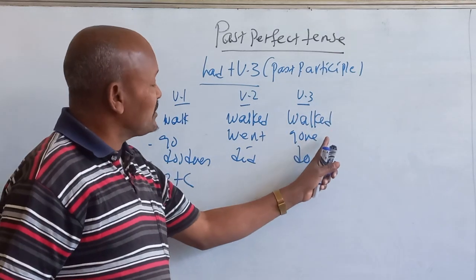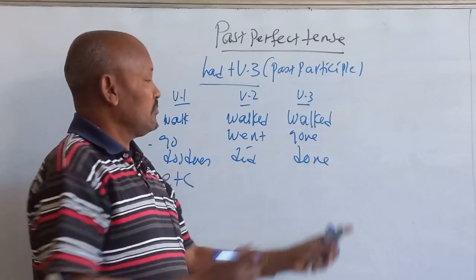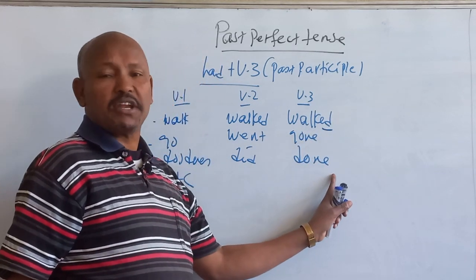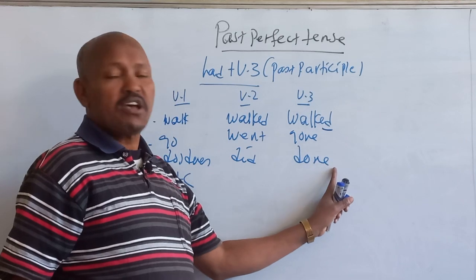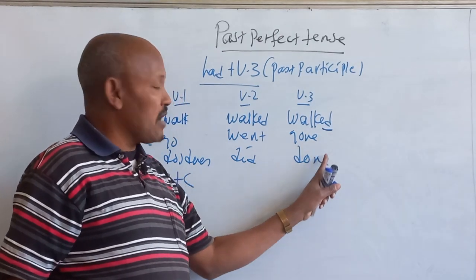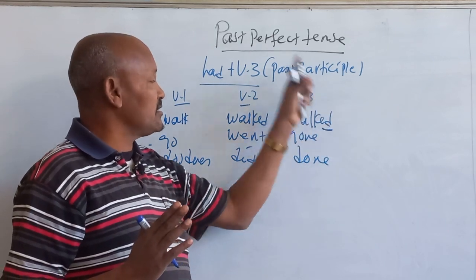Why are the forms different here? Some verbs are regular and they take this -ed. Some verbs are irregular. They do not have common forms. So whether the verbs have common forms or not, our intention here is verb 3.